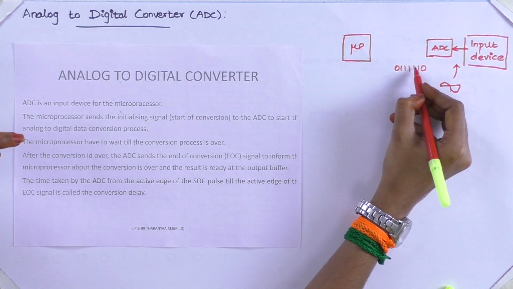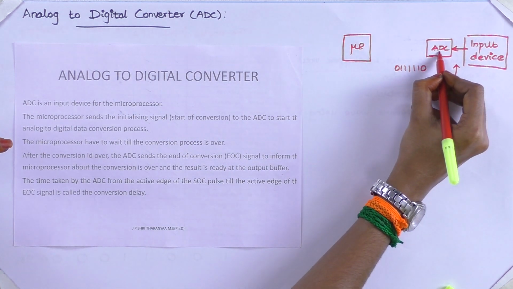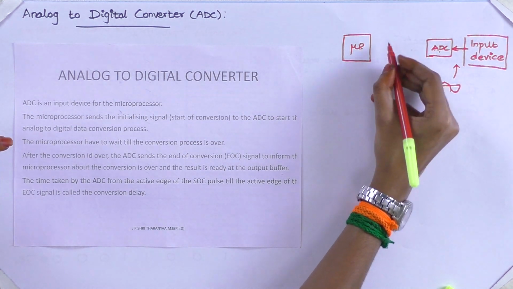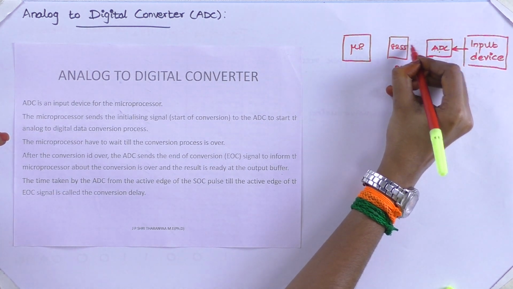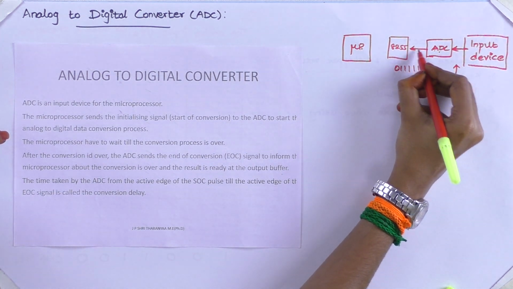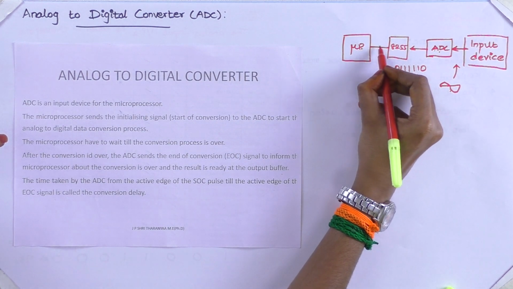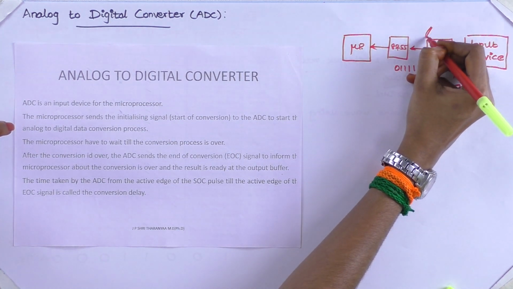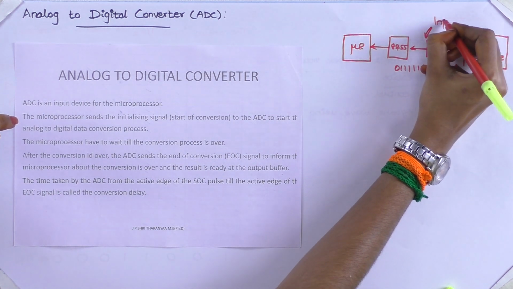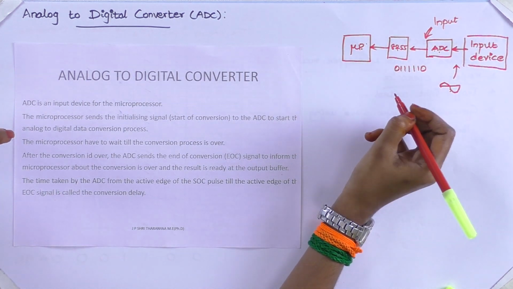This digital converter, we can't straight away connect with the processor, so we are supposed to use the 8255 IC. So this digital data is given to the processor through 8255. So now this analog to digital converter is input for this processor.